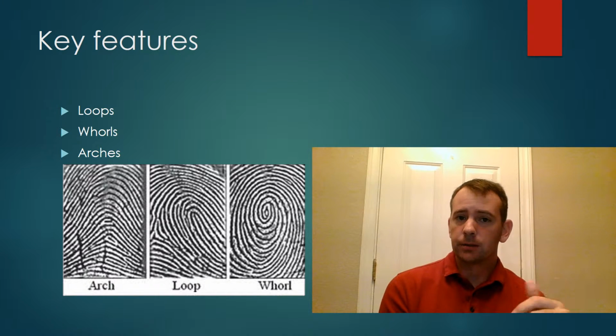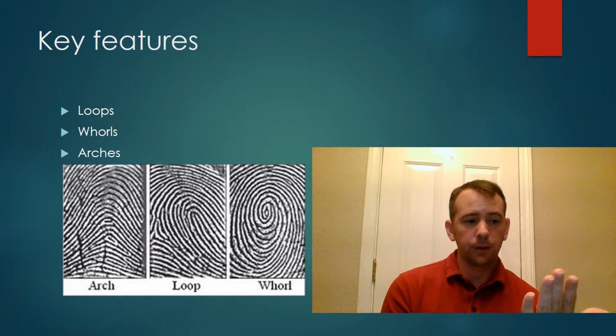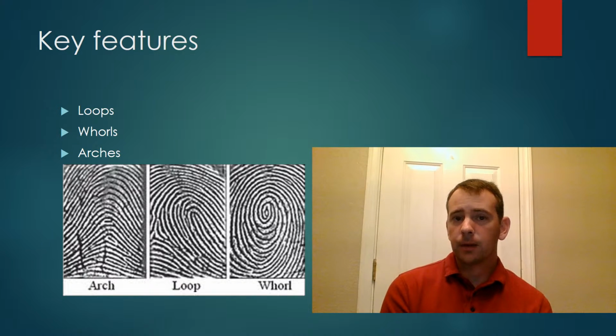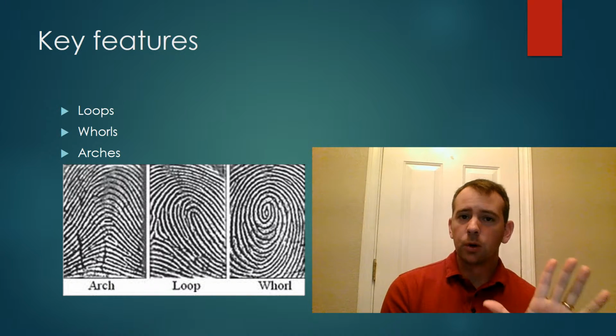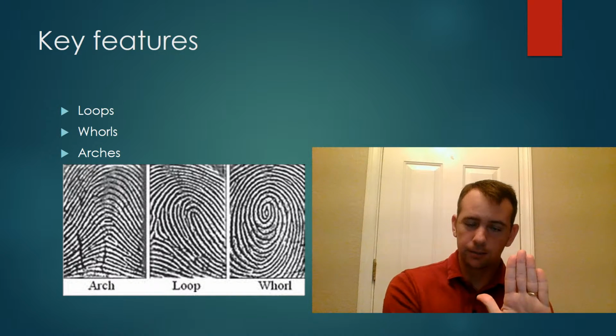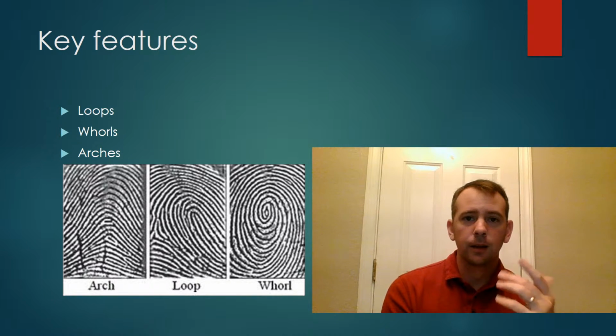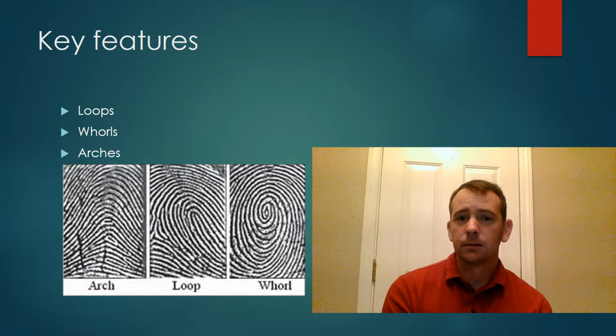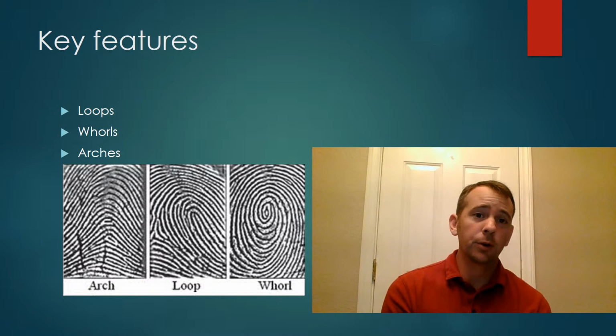Whorls, which is basically a circle or an oval on the middle of your finger, are next most common. They make up about 30% of all fingerprints. So chances are you have at least one whorl on your own hand. Arches, on the other hand, are very rare. It's basically just a small hill across the front of your fingerprint, and that makes up less than 10% of all fingerprints. Actually, significantly less than 10%, like 5 or 6%, as I recall. I mean, they're pretty rare.